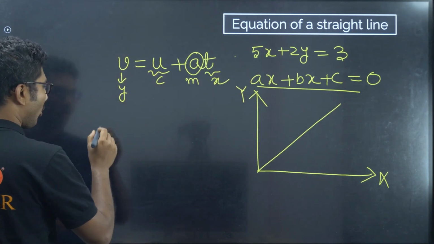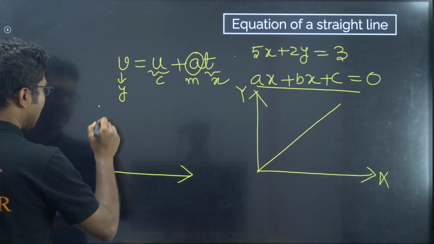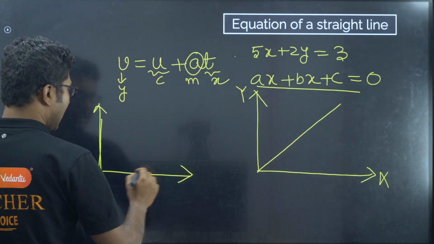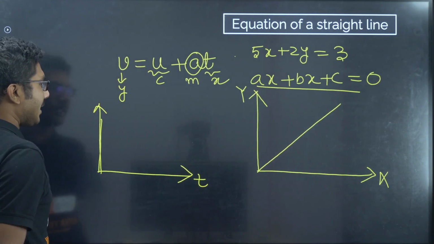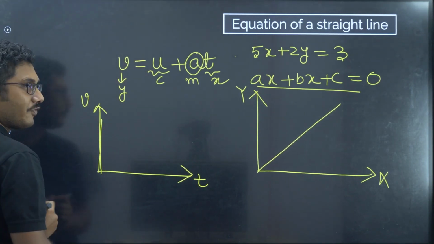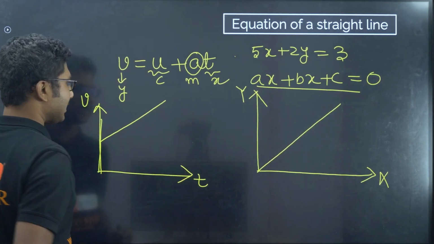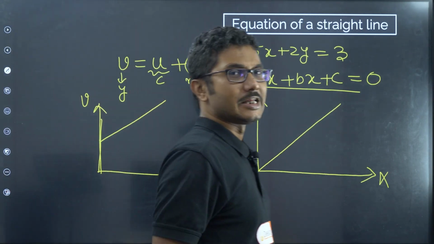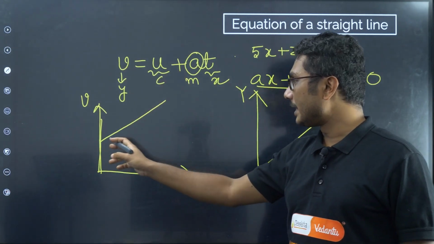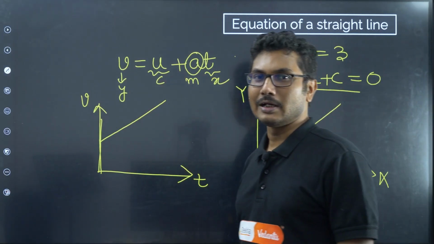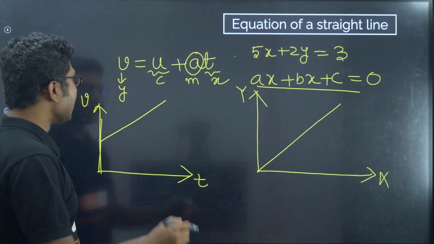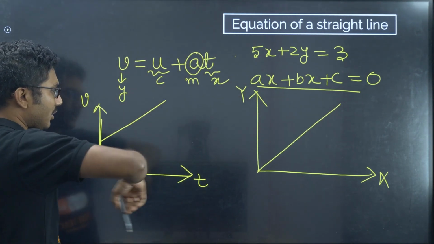So basically if you plot this line, along the x axis you plot time, along the y axis you plot v, then you will get a graph like this. So this can be represented using a straight line in this form. This is the equation of a straight line.